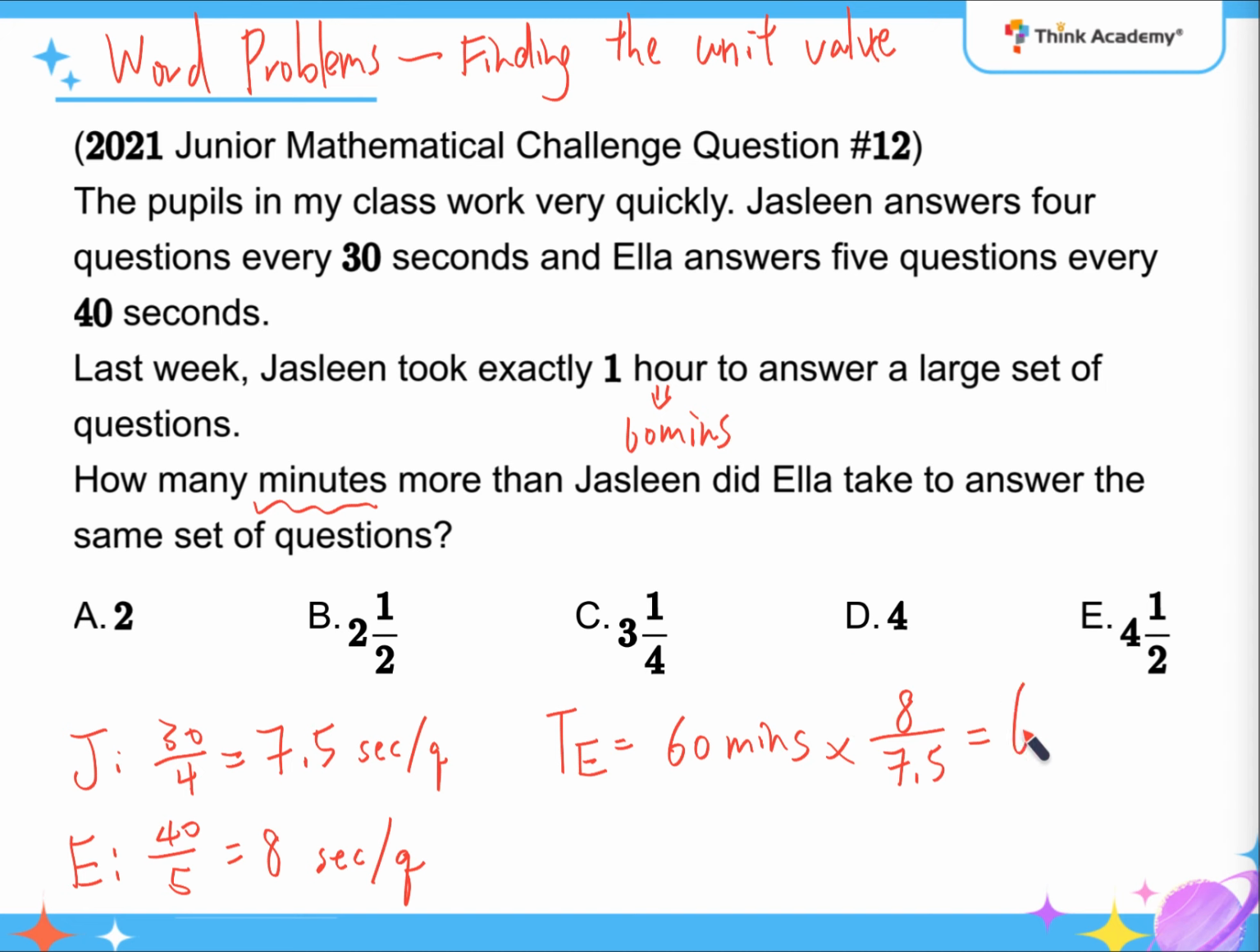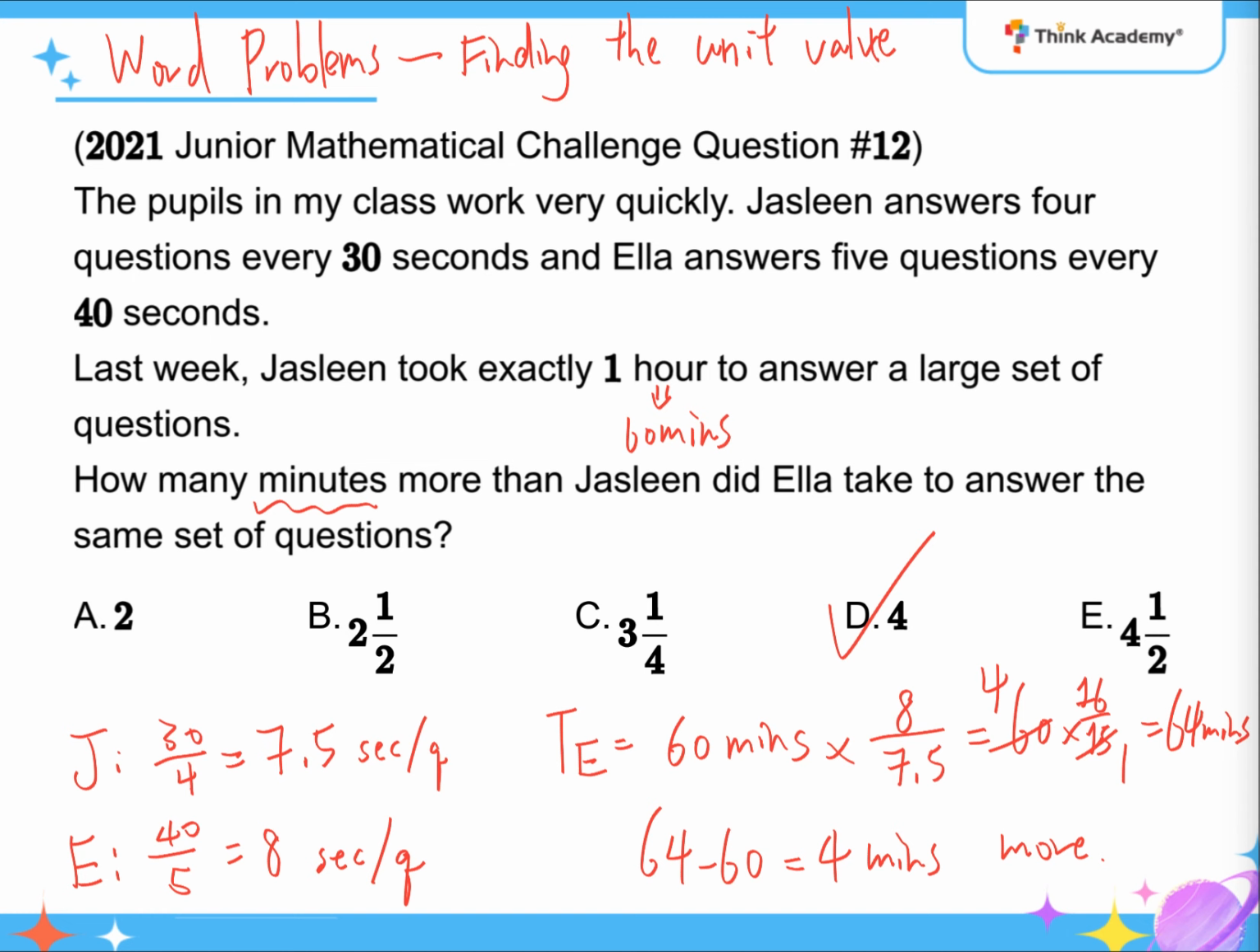So we have 60 times 16 over 15, which is going to cancel out to 1 and 4. So 4 times 16 is 64 minutes. Now finally, how many minutes more? It's going to be 64, take away 60, which is 4 minutes more. Okay, so the answer is D for this question.